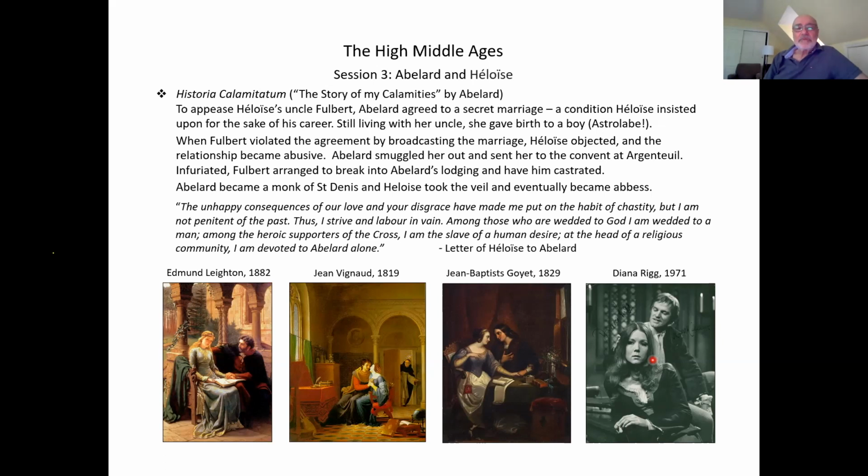and the relationship became potentially, we don't know a lot of details about it, but it may have even gotten abusive. We know she got very ticked off, and Abelard's worried for her. He smuggles her out and sends her to the convent at Argenteuil, infuriated that he's lost control of his niece. Fulbert arranges a break into Abelard's lodging and has him castrated.